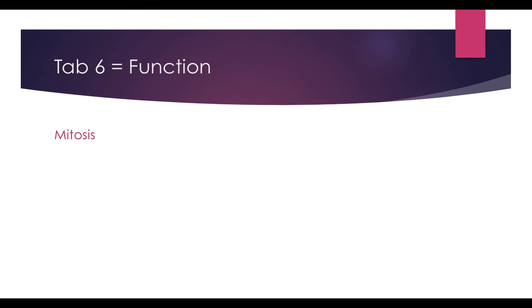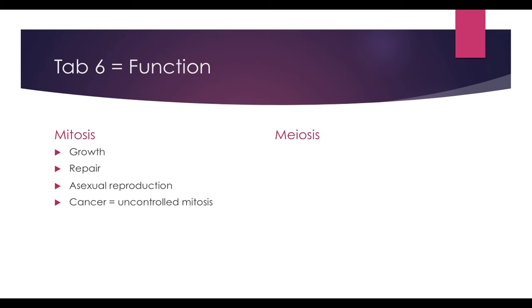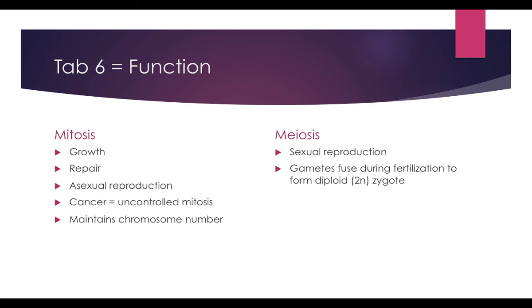For tab 6, the function. In mitosis, it's growth and repair, as well as asexual reproduction. Remember that we do have a disorder: cancer is uncontrolled mitosis. Its job is to maintain the chromosome number as we go through the cell divisions. With meiosis, it is sexual reproduction, and that's because our gametes fuse during fertilization to form a diploid, what we call a zygote, and its job is to cut the chromosome number in half.